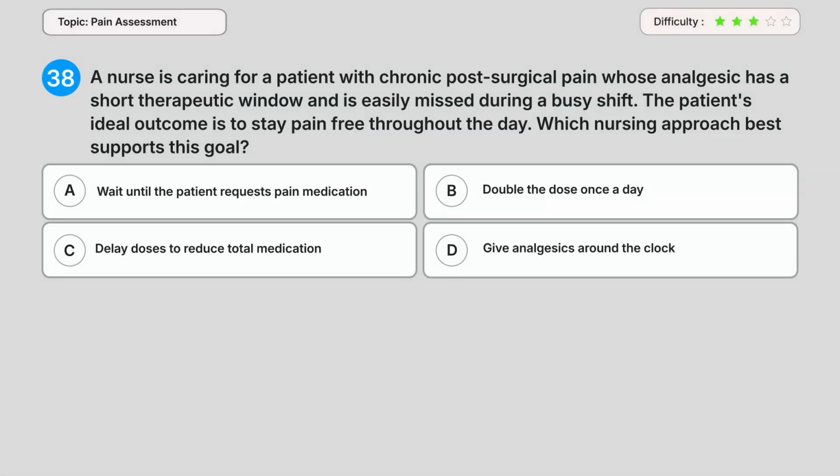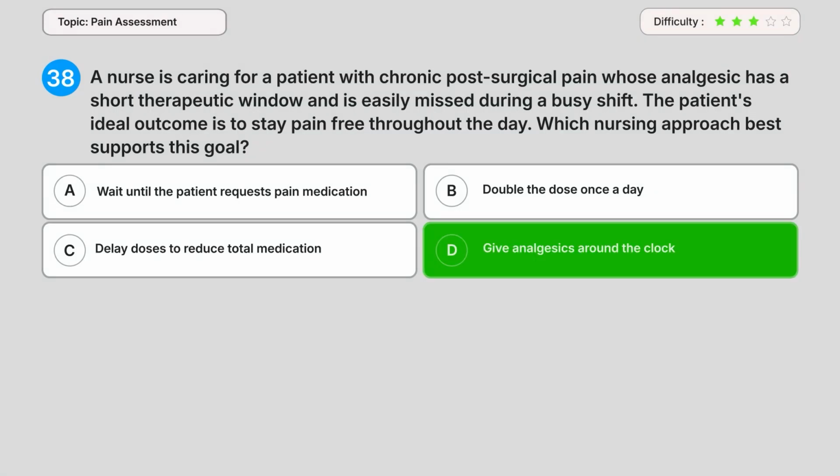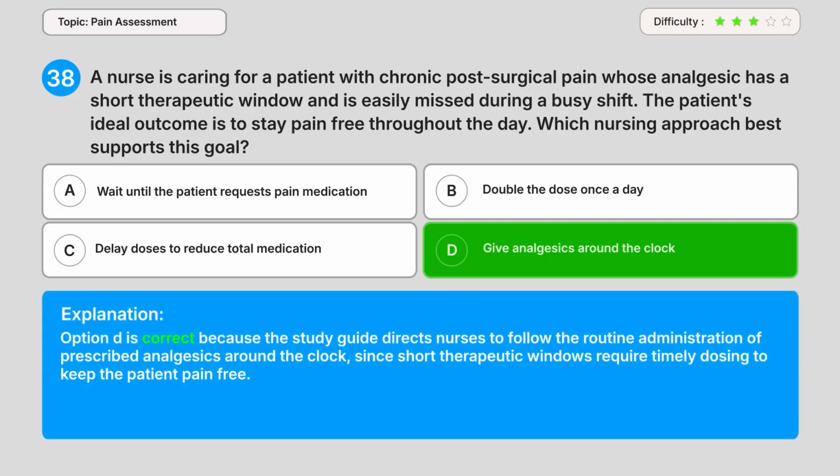Correct answer. D. Give analgesics around the clock. Option D is correct, because the study guide directs nurses to follow the routine administration of prescribed analgesics around the clock, since short therapeutic windows require timely dosing to keep the patient pain-free.